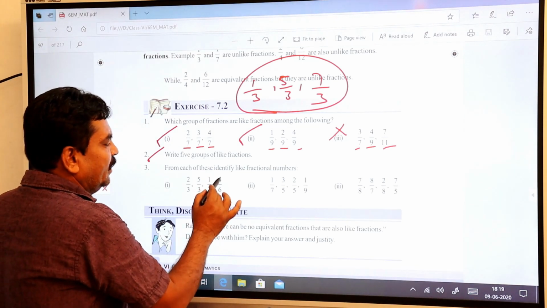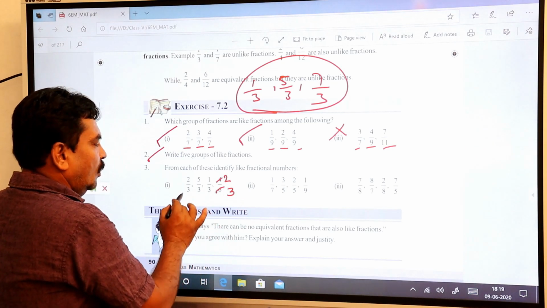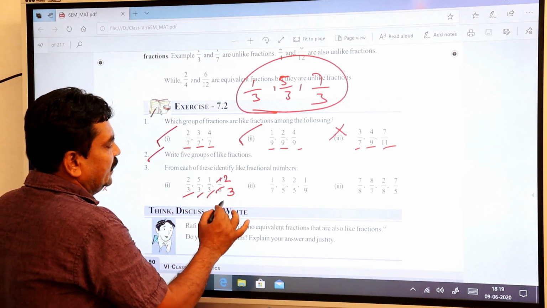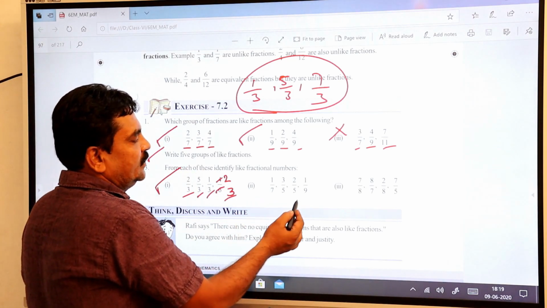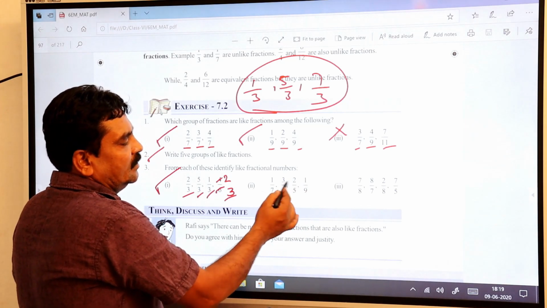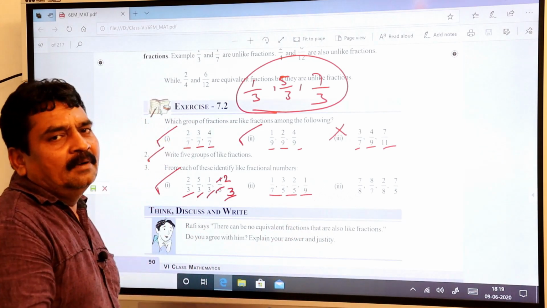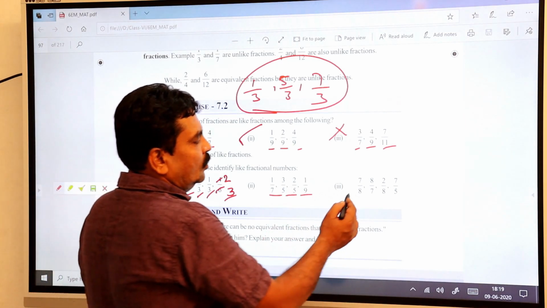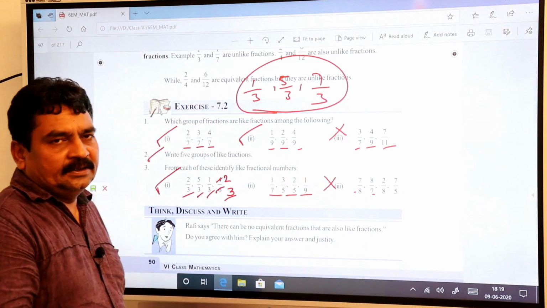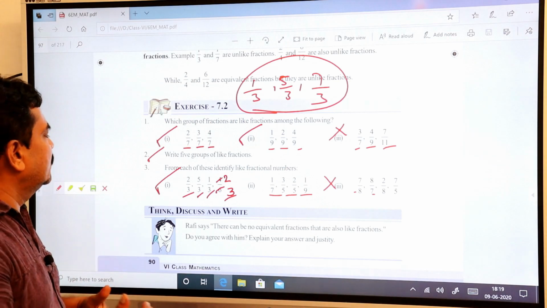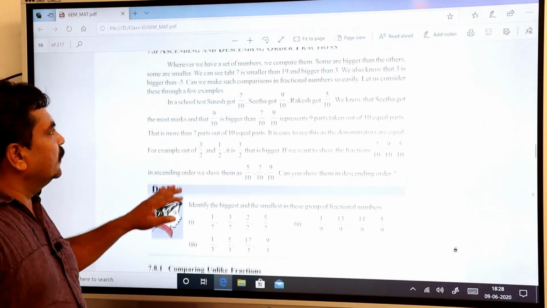4 by 6 can be written as 2 2s are 4, 2 3s are 6, so 2 by 3. So 2 by 3, 5 by 3, 1 by 3 and 2 by 3, this is your like fraction. This is not a like fraction because you cannot cancel this, and here you also don't have the same denominators. Here also you have different denominators, so this is also not a like fraction. So you just do it.